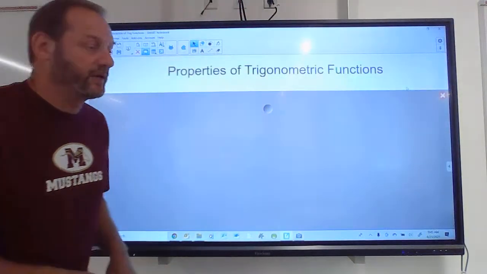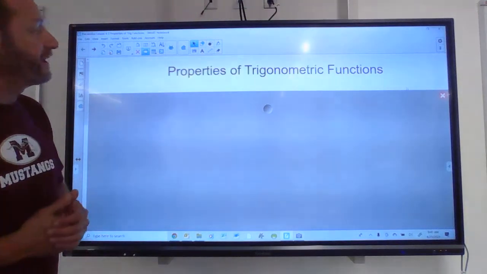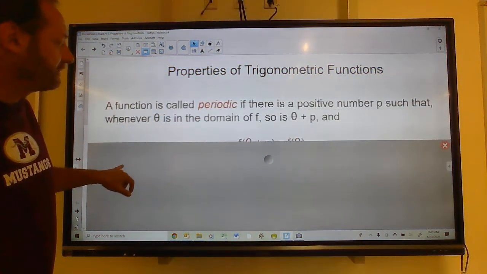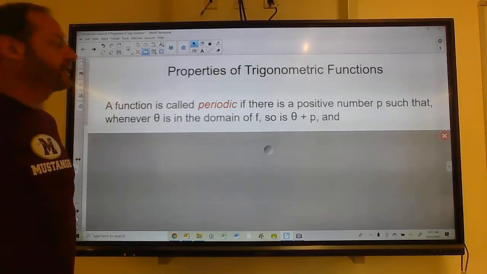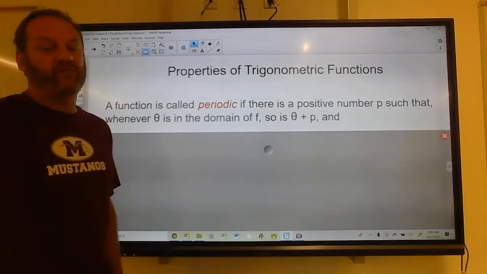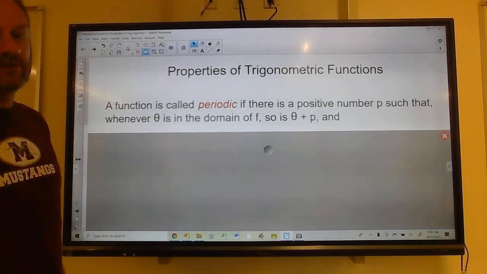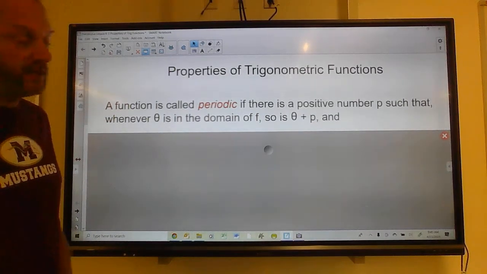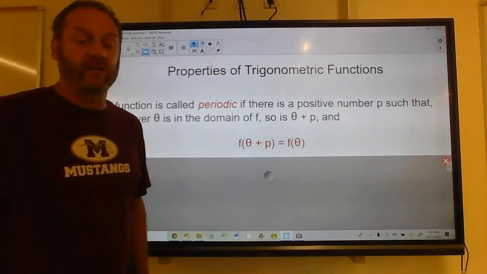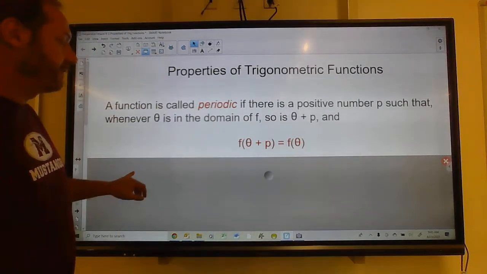Good morning, everybody. Today we're going to talk about properties of trigonometric functions. A function is called periodic if there is a positive number p, such that whenever theta is in the domain of f, so is theta plus p, and f of theta plus p equals f of theta. So what does that mean?